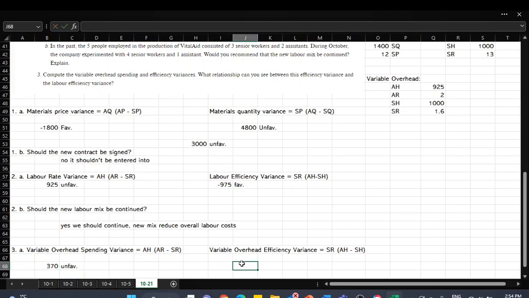Looking at efficiency, though, if we take our standard rate of $1.60 and multiply by our actual hours minus our standard hours, we get an amount of 120 appearing as a negative number, which means it is a favorable variance. Okay?